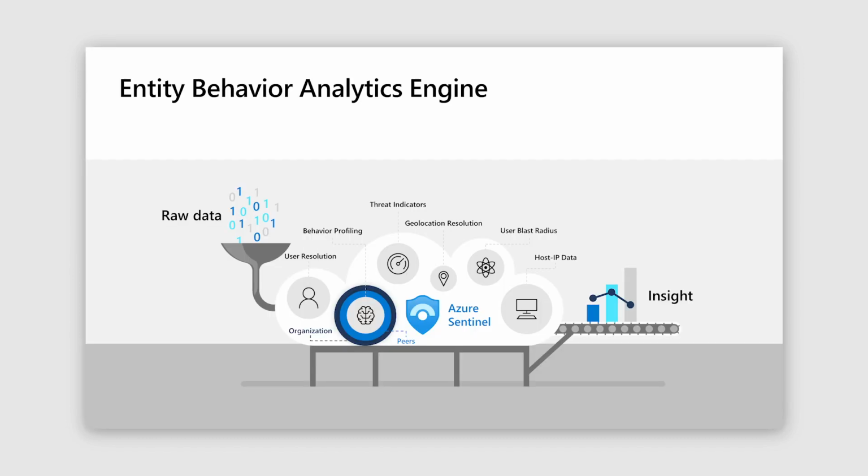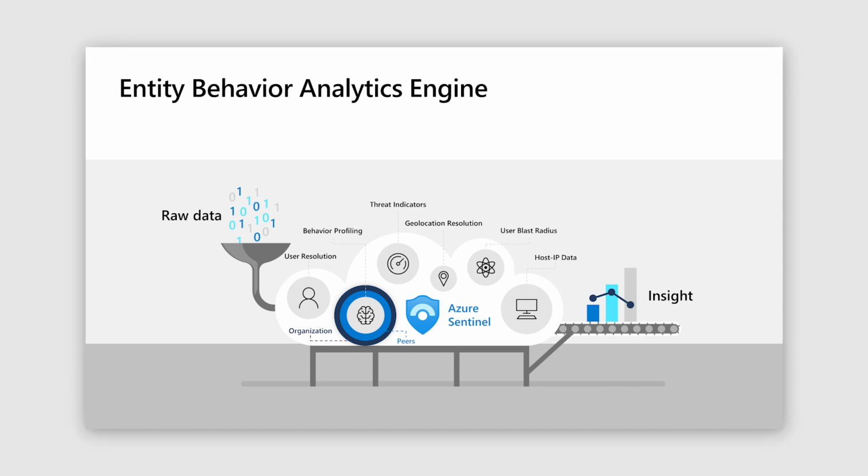Now let's talk a bit about the engine. We take the raw data and enrich it with various stuff. First is user resolution. We resolve different user identifiers into one user entity, taking the SID, the SAM account name, the UPN, and merging them all into one AAD user.